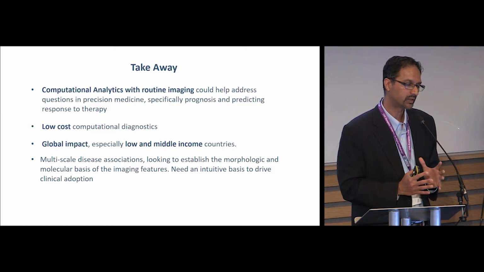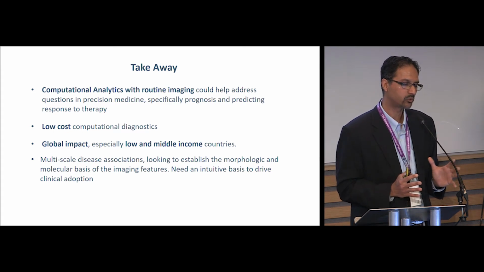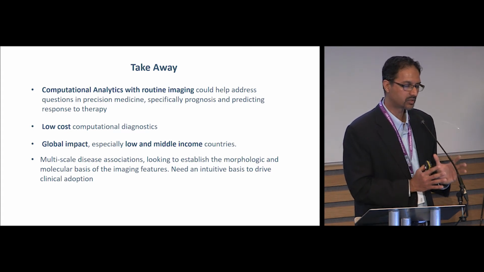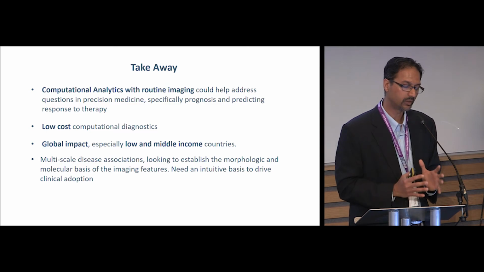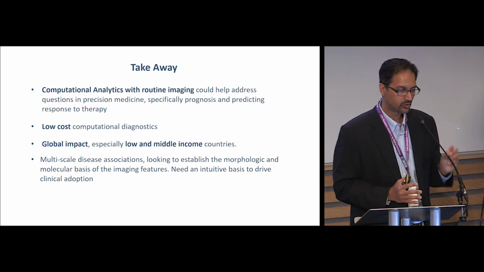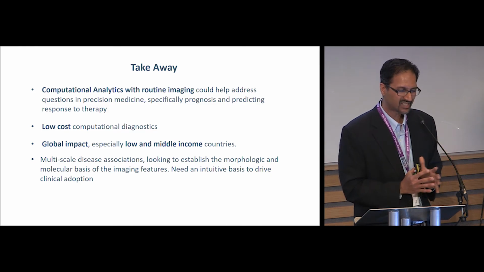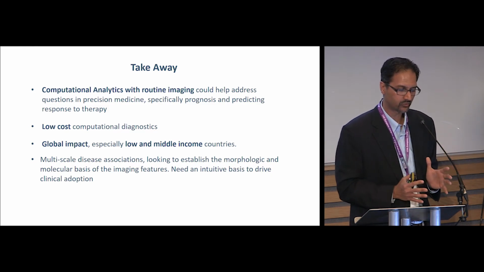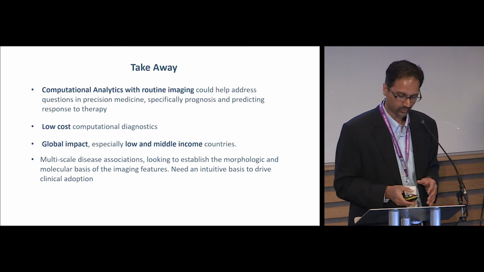But also, this is sort of my 2 cents: I really think that ultimately, to drive clinical adoption, particularly when it comes to prognosis and predictive medicine, interpretation, intuition, interpretability, and establishing a morphologic molecular basis for your features is going to be very, very critical.